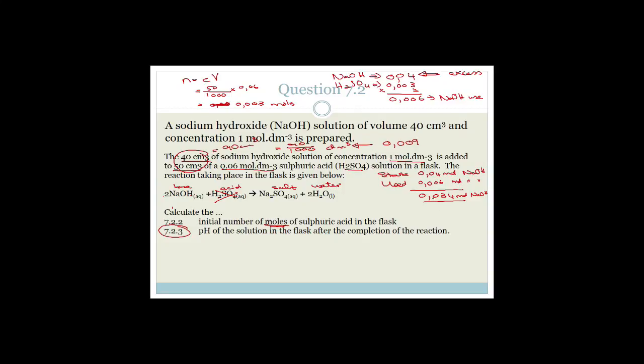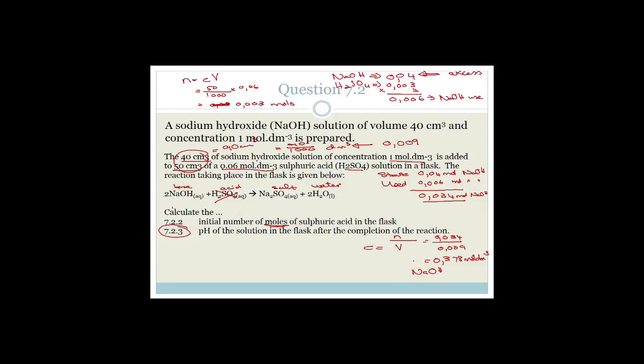We have the number of moles, that's 0.034. So do you agree that I could now work out my concentration? I could say my concentration equals number of moles over the total volume, which is 0.034 divided by this volume, and that is going to give me the concentration, which works out to be 0.378 moles per decimeter cubed. So that is my concentration of my sodium hydroxide.